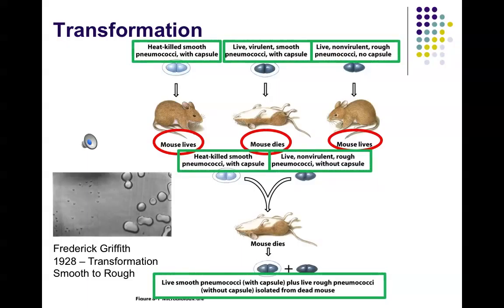When he did a necropsy or collected samples from these sick and dead mice, what he found were a combination of smooth Streptococcus pneumoniae with capsule and rough Streptococcus pneumoniae without, all in the same mice. He described this process as transformation. He said that the heat-killed smooth had somehow, probably with the assistance of the living rough strep pneumo, had transformed back into living smooth, virulent, or disease-causing Streptococcus pneumoniae.